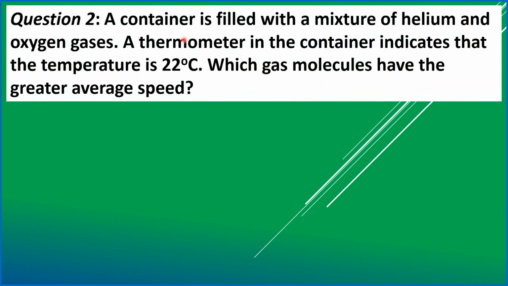Question number 2. A container is filled with a mixture of helium and oxygen gases. The thermometer in the container indicates that the temperature is 22 degrees Celsius. Which gas molecules have the greater average speed?